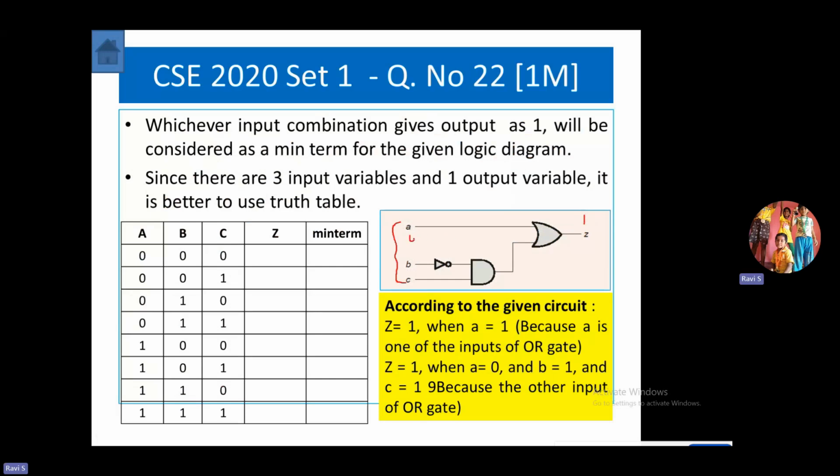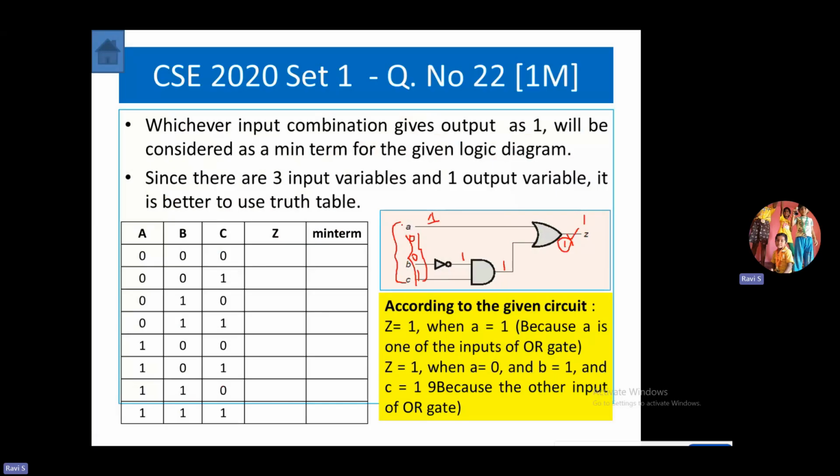So for example, when I apply 0, 0 and 1: this 0 becomes 1, and this 1, 1 becomes 1 at the output of the AND gate. So finally my Z output goes to 1. Now for this circuit diagram, I can say that the 0, 0, 1 combination makes the output 1. In terms of decimal, this is 1. So 1 is a Minterm which produces the output as 1. Like that, we need to identify all possible input combinations which produce the output as 1.